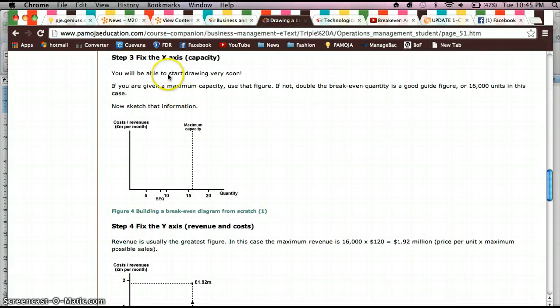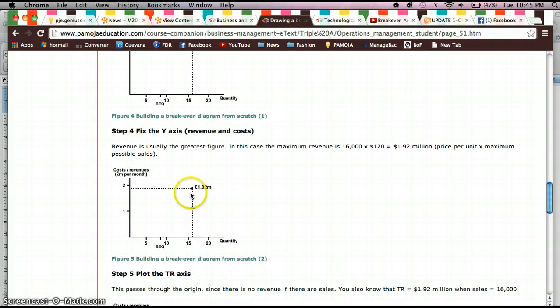So going down to our PED chart, we can see the maximum capacity. If you are given a maximum capacity, then you should use this as a guide. It is what the company is able to produce, the total amount of the quantity of the goods and services that can be produced. And tracing a horizontal line, you can see the price of the goods and services.